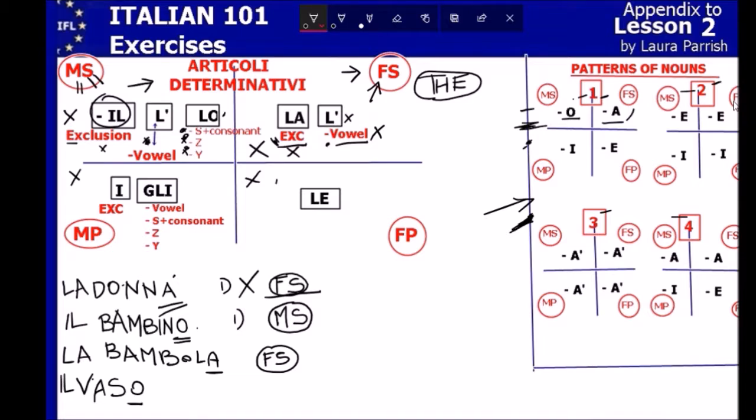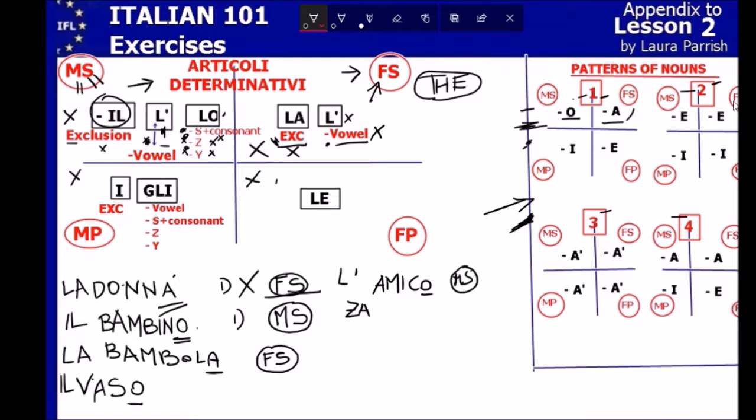Let's do something starting with, I don't know, amico, for example, just for not doing always the same stuff. Amico, same stuff. You analyze the last letter, it is masculine singular, so you go immediately in the corner of masculine singular. Does this word start with S plus consonant? No. Z, no. Y, no. Does it start with a vowel? Yes, it starts with a vowel. So this is the right article. L'amico.